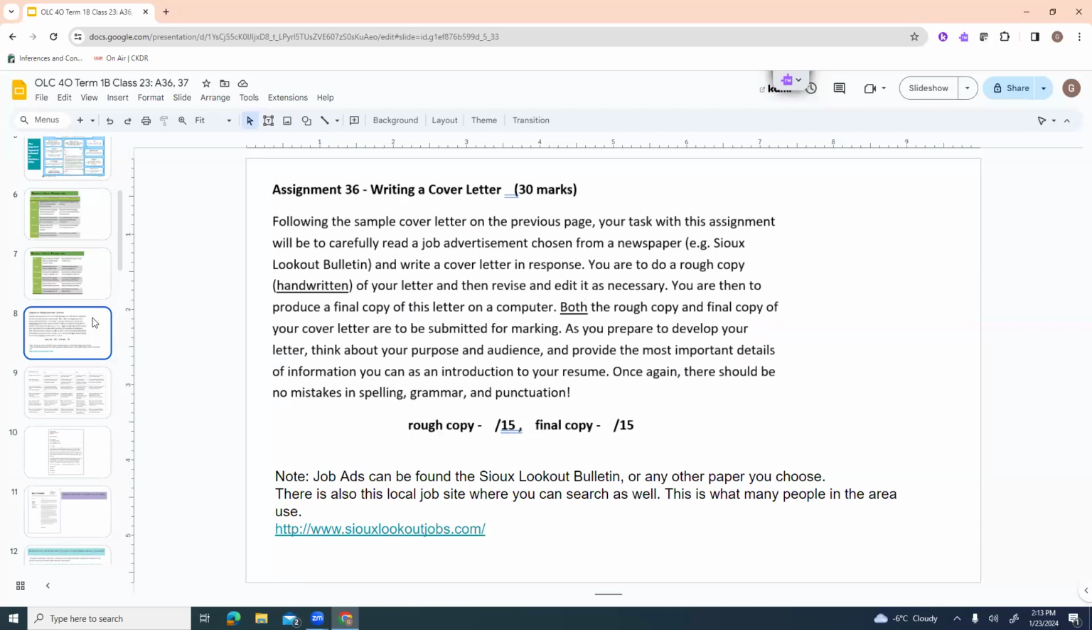Okay, so here's the actual assignment. Writing the cover letter, this is worth 30 marks. So please take your time and do your best job because it's only a letter, so it's not too hard to do, but it is worth a fair bit of marks.